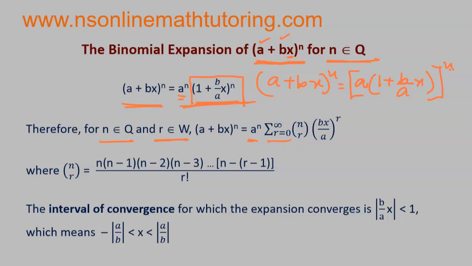Now you see the difference between what we had done previously and what we are doing now when the power is a rational number. Previously, the power was a positive integer, and then the starting value of r was equal to 0 and the ending value of r was equal to n. But when n is a rational number, the starting value of r is the same, it is 0, but the ending value is infinity. Meaning this is an infinite sequence.